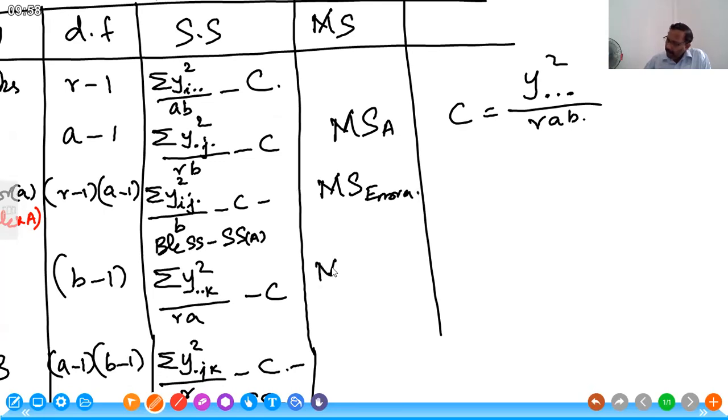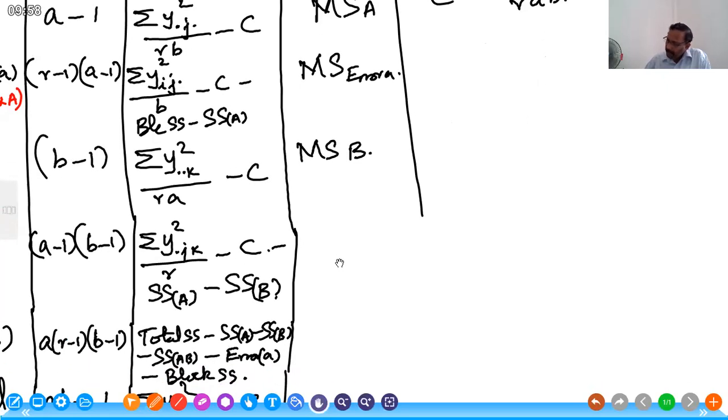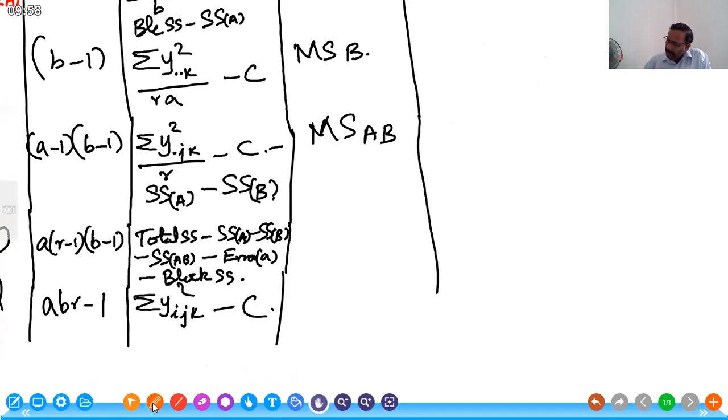Mean square for B, we can calculate. Simply we divide by the degrees of freedom. Mean square for AB, and we can get the mean square for error B. So here we have two errors, so you calculate the mean square for these two errors separately. Then, as usual, we can test it.